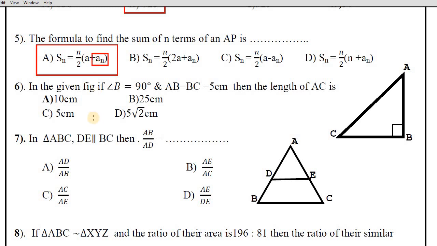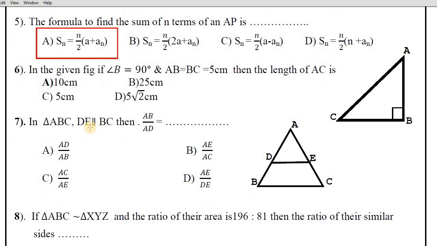So here the right answer is option A, children. Question number 6. In the given figure, if angle B is 90 degrees, AB is equal to BC is equal to 5 centimeter. Carefully observe. So this AB is also 5 centimeter and this BC is also 5 centimeter. Then we want to find the length of AC.